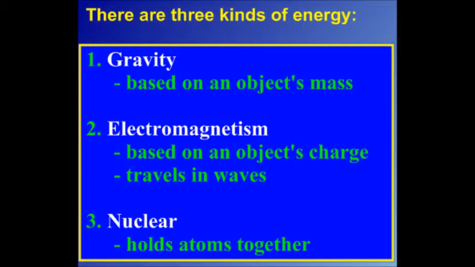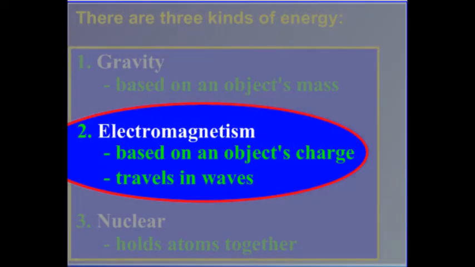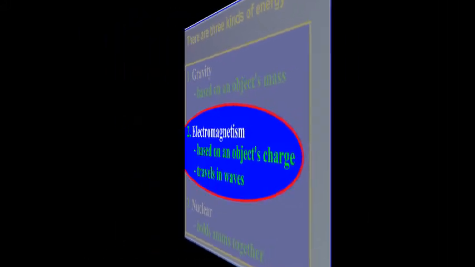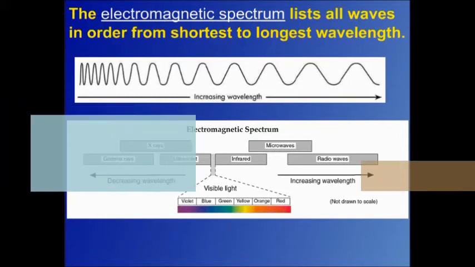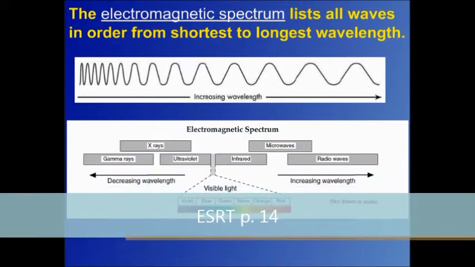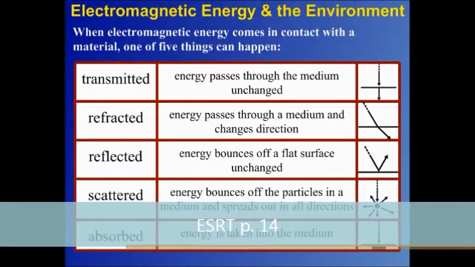In this video, we're going to consider electromagnetic energy. Electromagnetic energy travels in waves. The electromagnetic spectrum lists all of the waves in order from shortest to longest wavelength, and this is in your reference table on page 14.